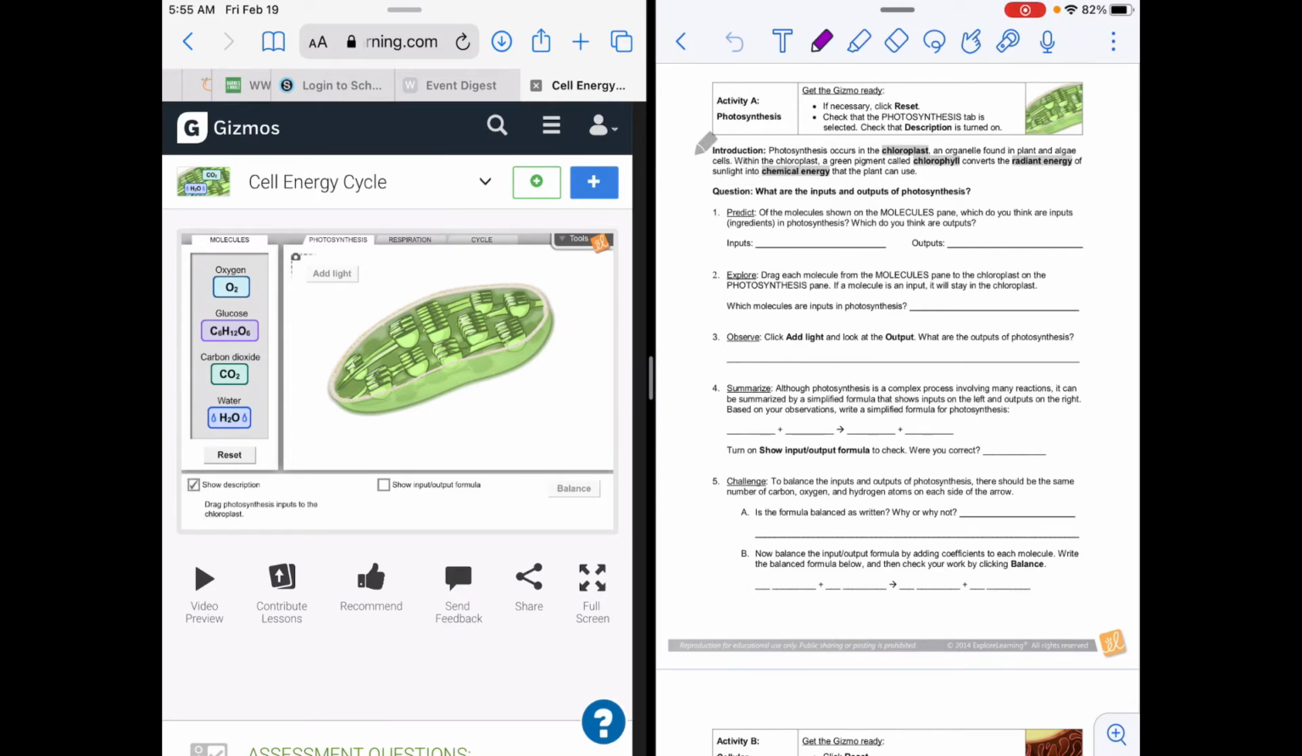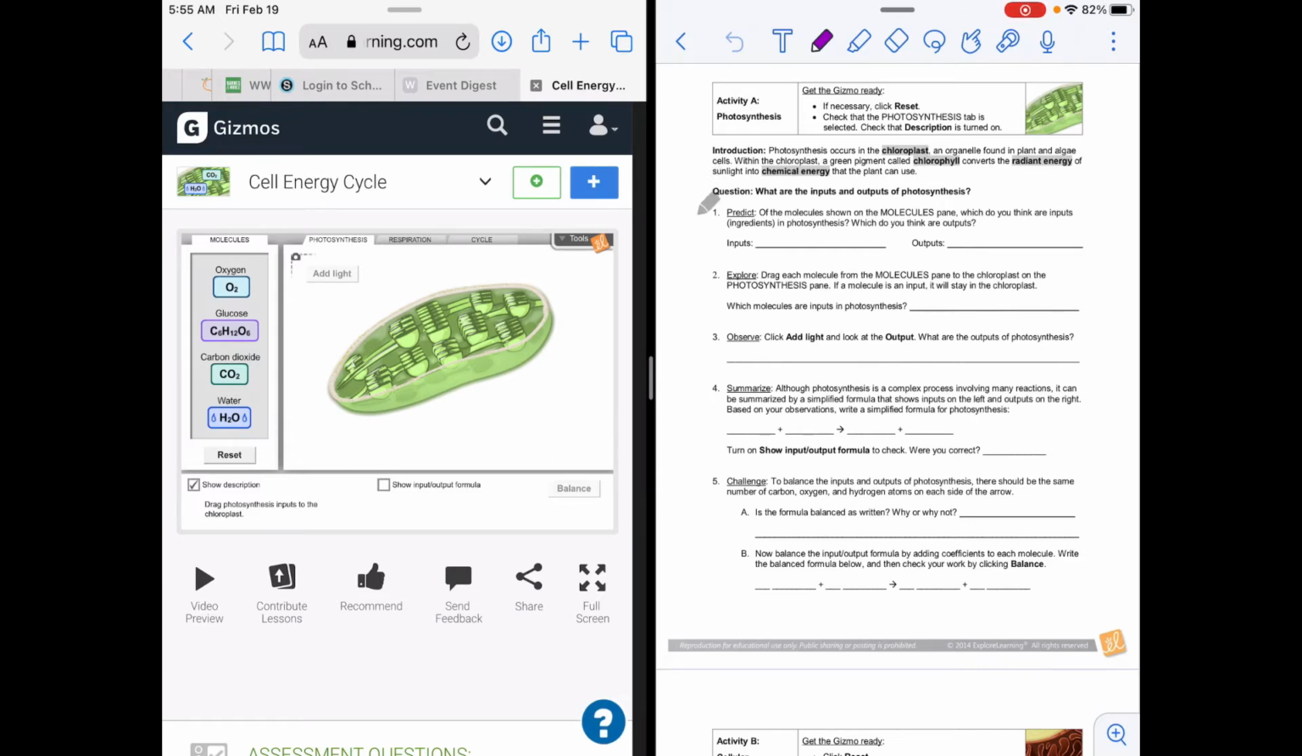In the introduction here, it says photosynthesis occurs in the chloroplast, an organelle found in plant and algae cells. Within the chloroplast, a green pigment called chlorophyll converts the radiant energy of the sunlight into chemical energy that the plant can use. So this is the light energy that we were talking about yesterday in the notes. The question that you're going to be looking at in this first part is, what are the inputs and outputs of photosynthesis? So these would be like the raw materials and the products that we were talking about yesterday.